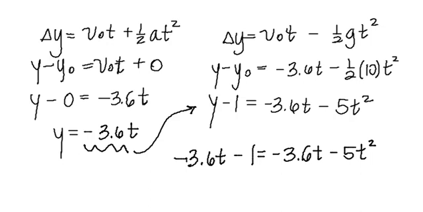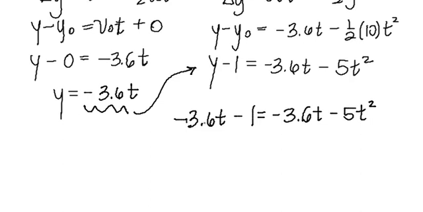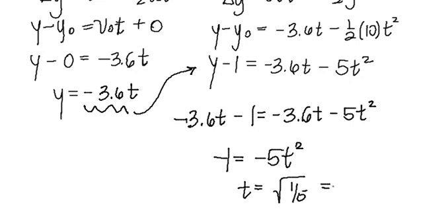Okay? So this winds up being really nice because I don't have to deal with a quadratic. If I add negative 3.6 t to both sides, I get negative 1 is equal to negative 5 t squared. So t is equal to the square root of 1/5, which I think is 0.447, I think.